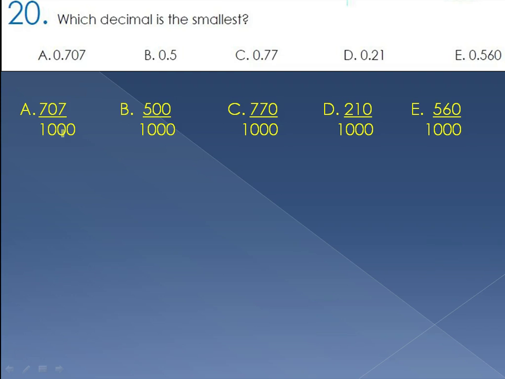Now, which is the smallest number? 707, 500, 770, 210, or 560? Looking at that, it makes it easier for me to see that the smallest number there is D, 210. 200 is a lot smaller than any of the other numbers, so it has to be D. So that's all the questions from the maths section.